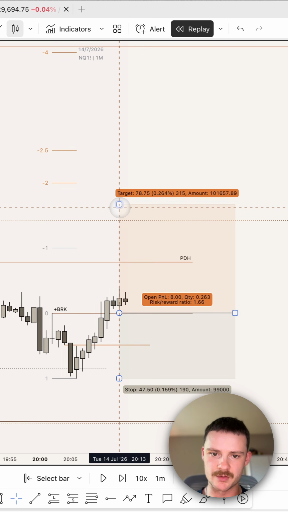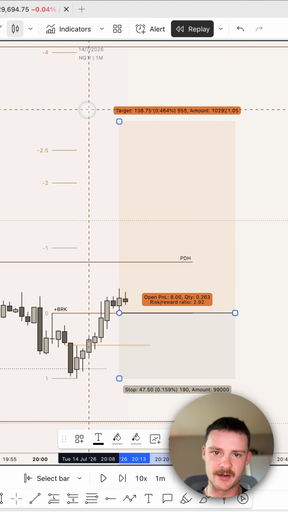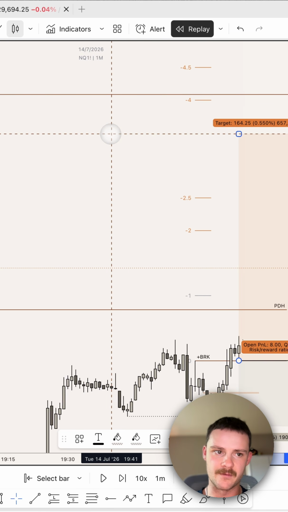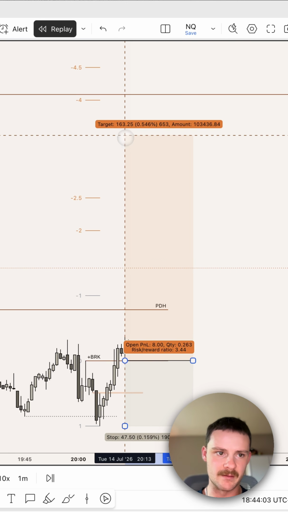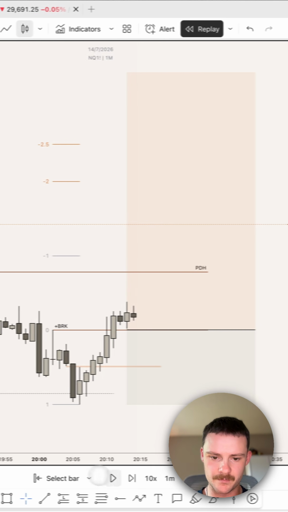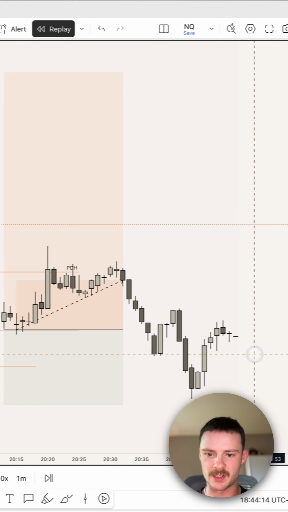You could use 2R. You could also target the high time frame. Personally, I partialed at the -2 standard deviations of the breaker, and I also targeted the -4 standard deviations resting above here. And as we can see, we'll play price through. We get our entry, and our stop loss does not get hit.